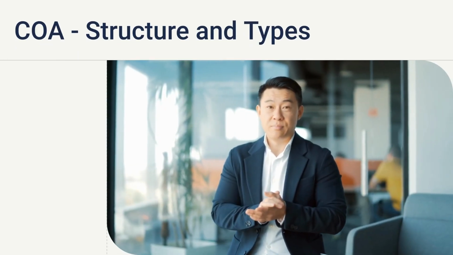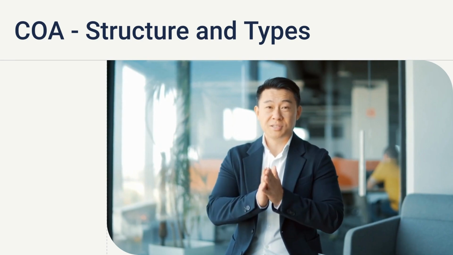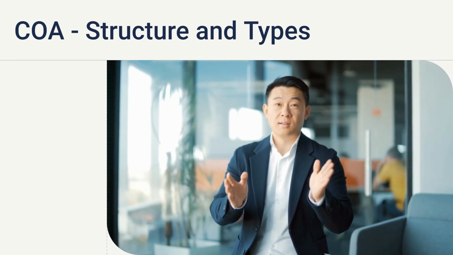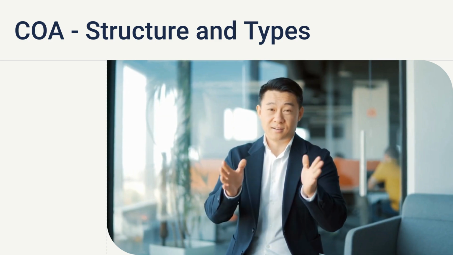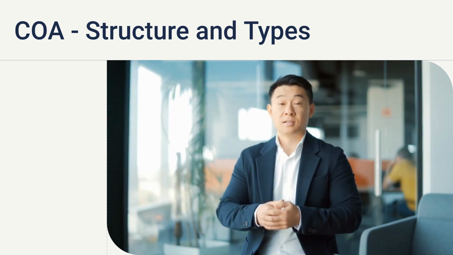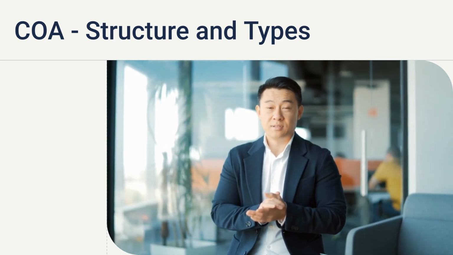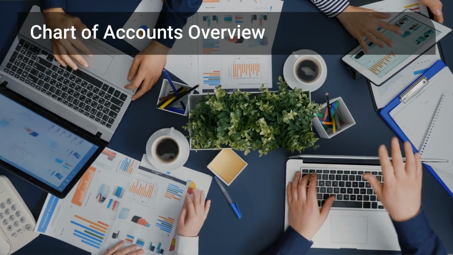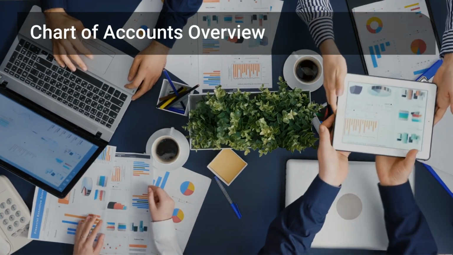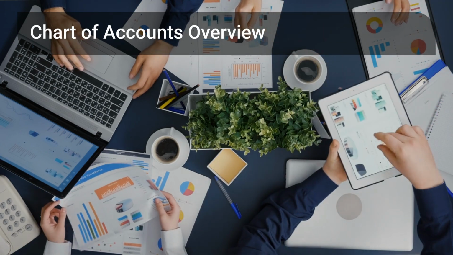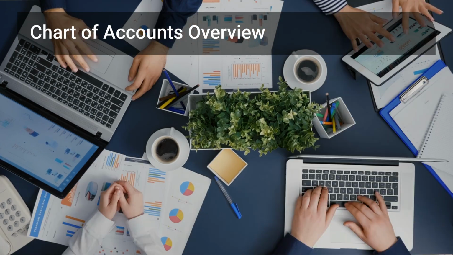A chart of accounts, COA, is a comprehensive directory of financial accounts and their corresponding reference numbers. It serves as a foundation for recording and organizing financial transactions in your business. In this video, we'll explore the structure and types of accounts in a COA, and how they help you manage your company's financial information.